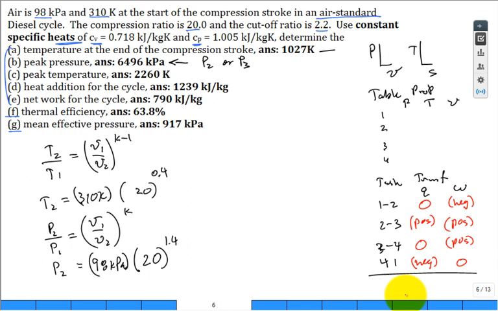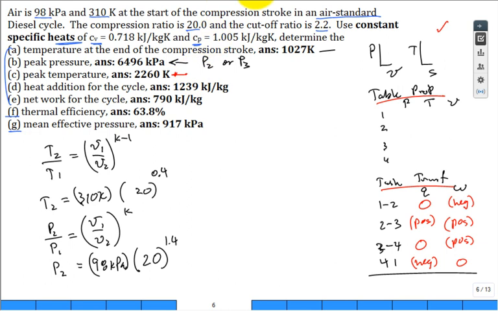Okay. Once you have your diagrams, your table of properties, and your table of energy transfers, then you can answer a lot of questions. But let's keep going. What is that peak temperature? How do I calculate peak temperature? What temperature is that?